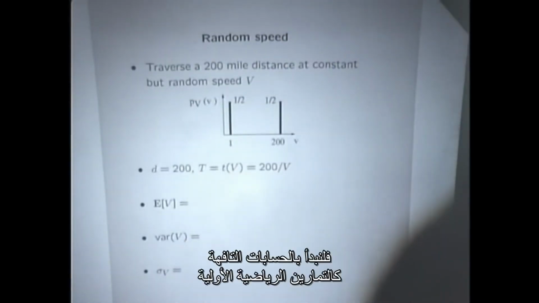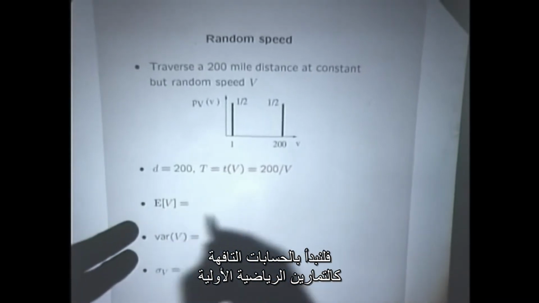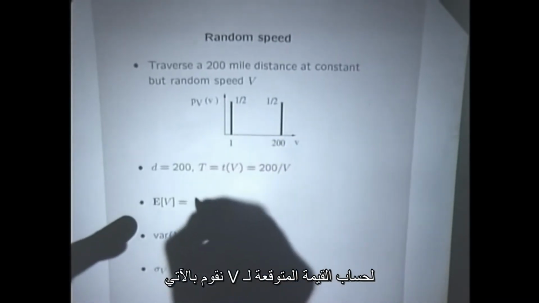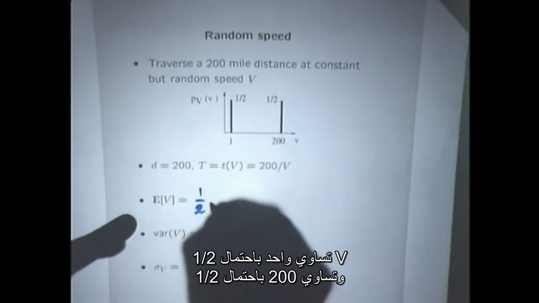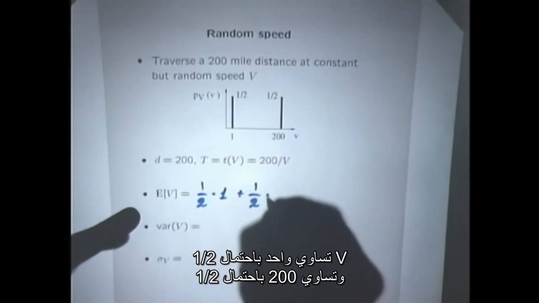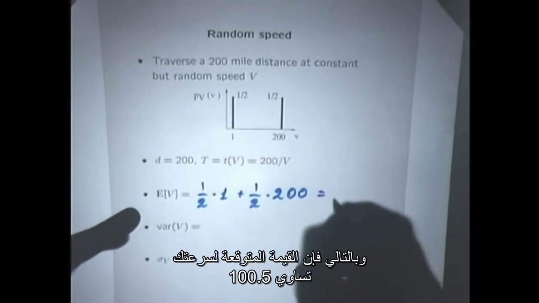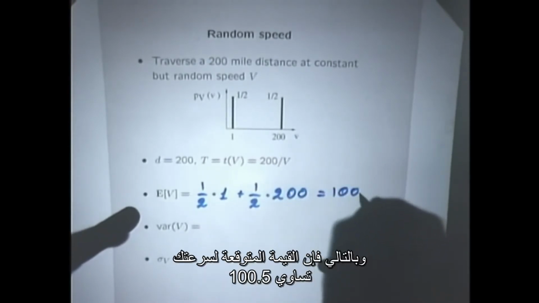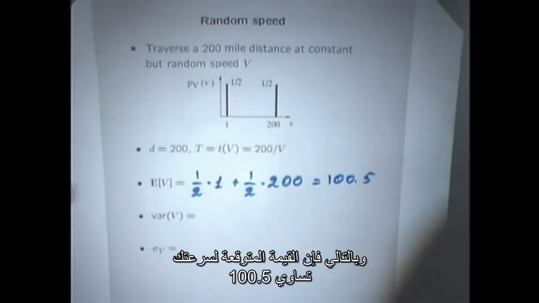Okay, just as a warm-up, the trivial calculations. To find the expected value of v, you argue as follows. With probability 1/2, v is going to be 1. And with probability 1/2, v is going to be 200. And so the expected value of your speed is 100.5.